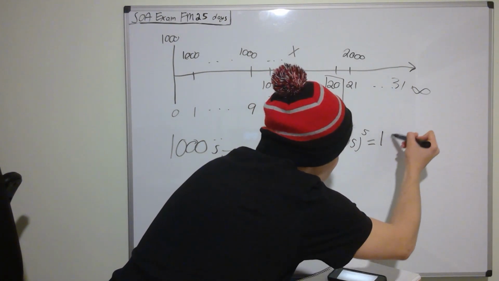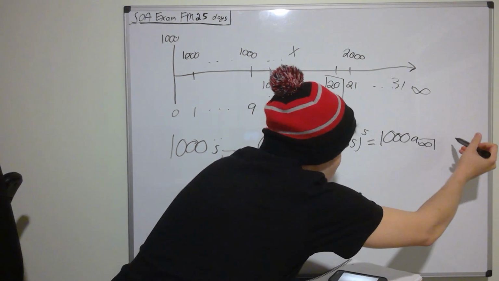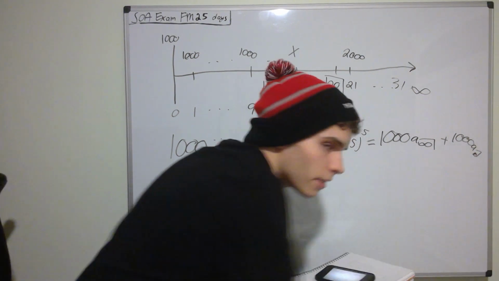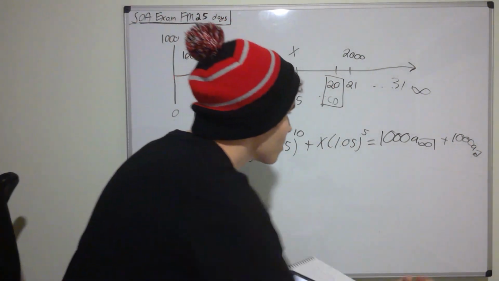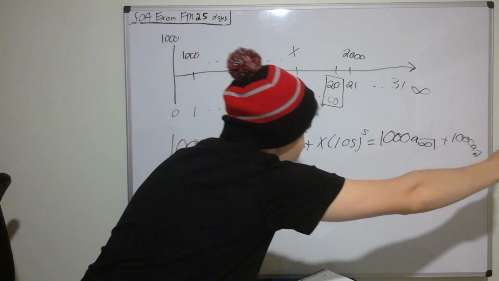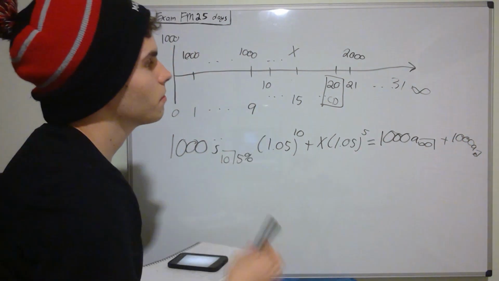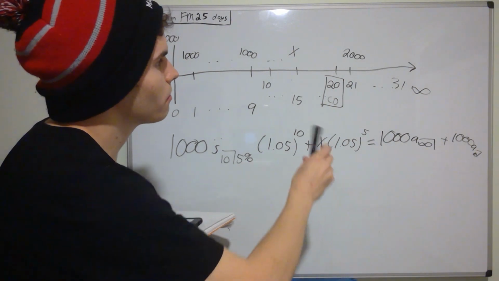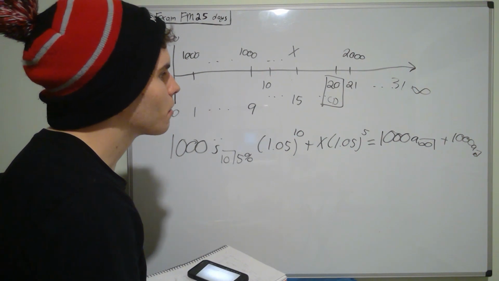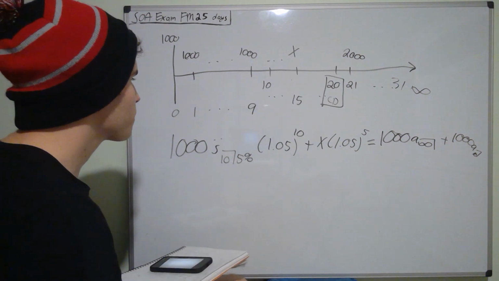So we have 1,000 A angle infinity at the 5%, plus 1,000 A angle 10. That's hard to see. I'm sorry. So we have 1,000 for infinity, right? So 1,000 payment from 21 on, because that's just kind of how it is. And then we have a payment of 1,000 from time 21 to 31, and it works out. So now we have one equation and one unknown, which is X.